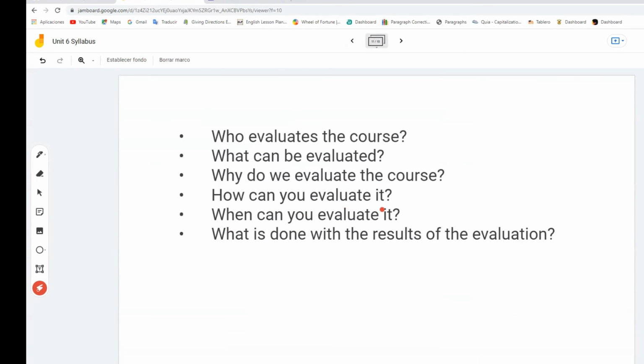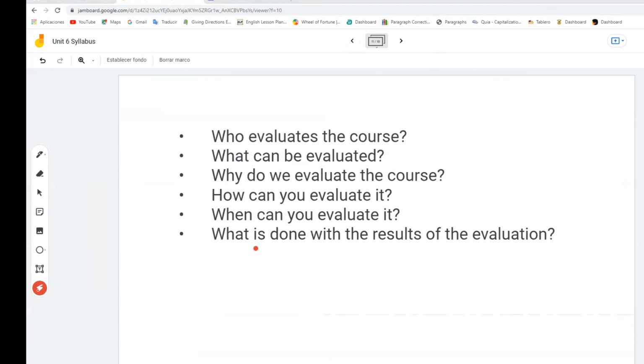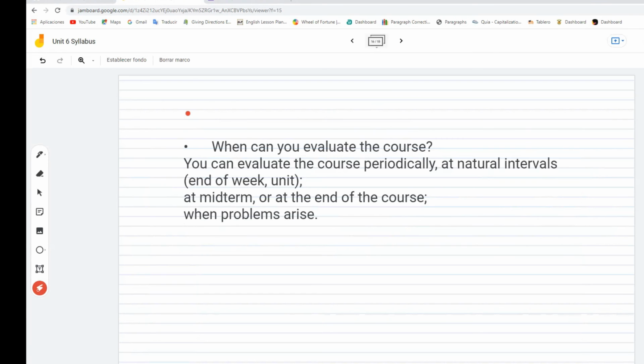How can you evaluate the course? You can evaluate the course through systematic observation, feedback, oral or written, individual or group questionnaires, dialogue journals, writing activities, and so on. When can you evaluate the course? You can evaluate the course periodically at natural intervals, end of a week, unit, in a midterm, or at the end of the course, when problems arise.